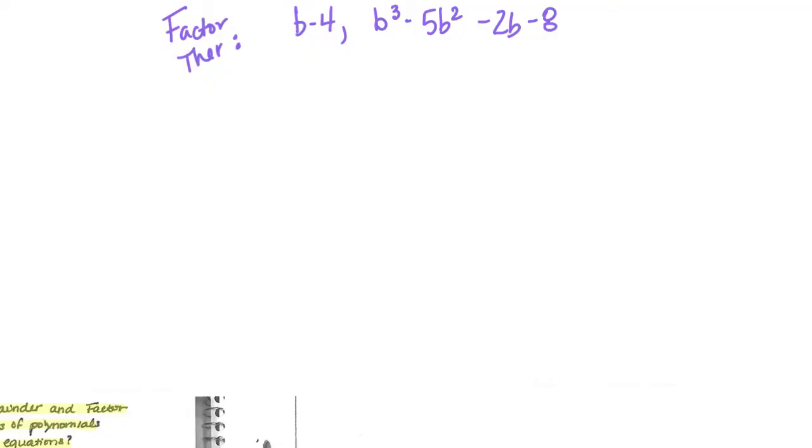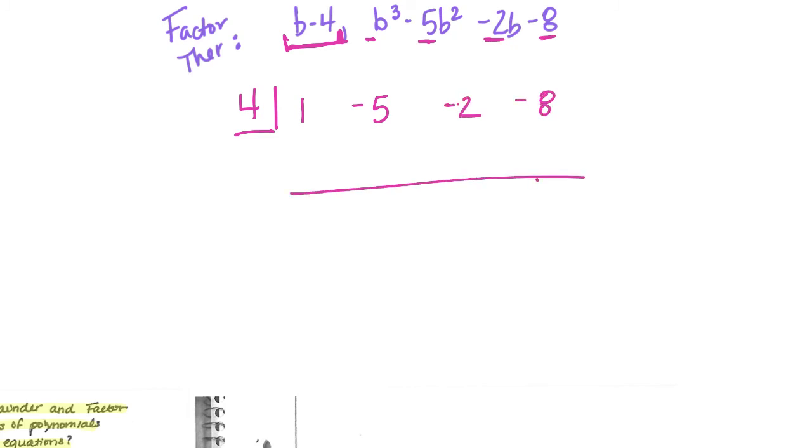All right, so I'm going to do one more. I'm going to use the factor theorem to see if b minus 4, that binomial, is a factor of b cubed minus 5b squared minus 2b minus 8. So the first thing I'm going to do is put a 4. Remember, we always take the opposite of the binomial. And then I'm going to take the numbers 1, negative 5, negative 2, and negative 8. And remember, we want this to be a 0. If it's not a 0, it is not a factor.